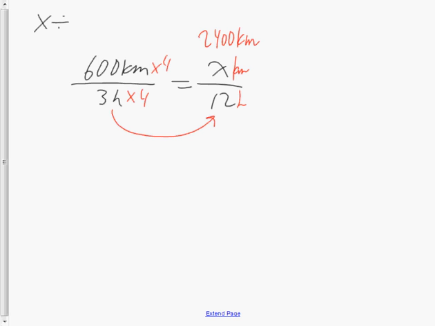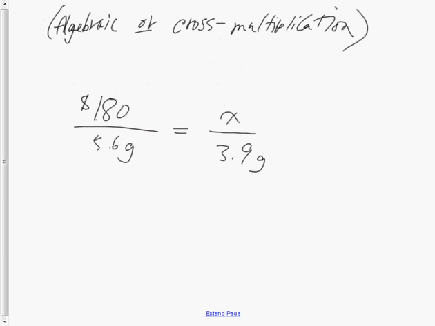So sometimes this method works. If you could see how you went from 3 to 12 through multiplication or division, that's usually the easiest method to use for simple proportions. In the third question, $1.80 for 5.6 grams of something is proportional to how much for 3.9 grams. As we can see here, I don't know what I multiply or divide 5.6 by to get 3.9, so that particular method doesn't work well.